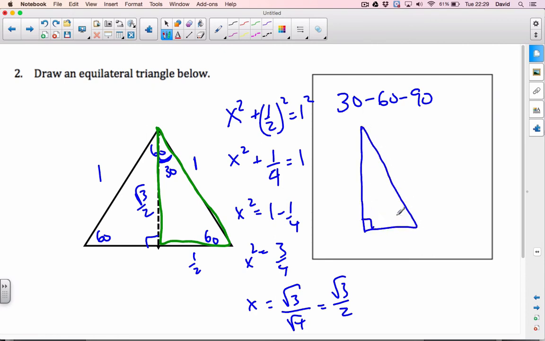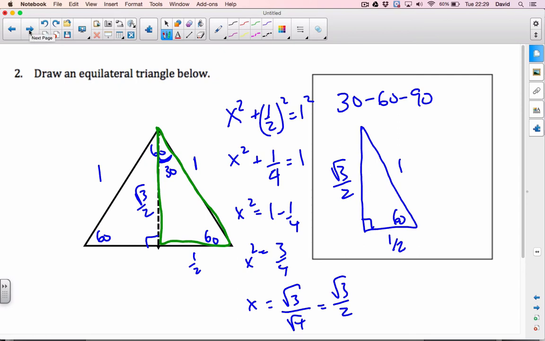And so a right angle, this is 60, this is 1. The smaller side is half of the hypotenuse, and the longer leg, this is a short leg, is root 3 over 2. And that's another special triangle. And those ones we need to be aware of.